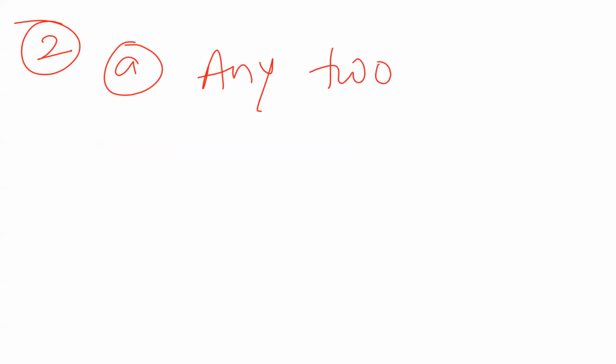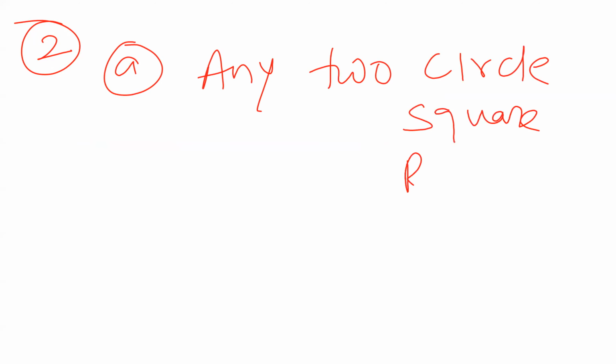Give two examples of a pair of similar figures and non-similar figures. Similar figures have two triangles with different lengths of sides. Give me the first example of a pair of similar figures. Yes, any two circles, any two squares, any two rectangles. Clear? Any two polygons.